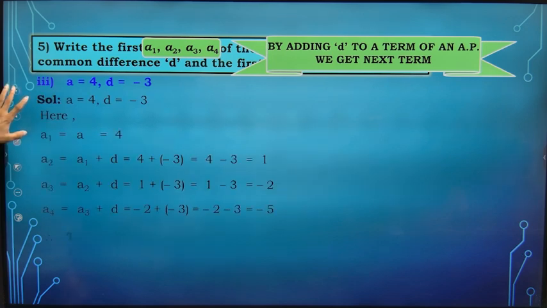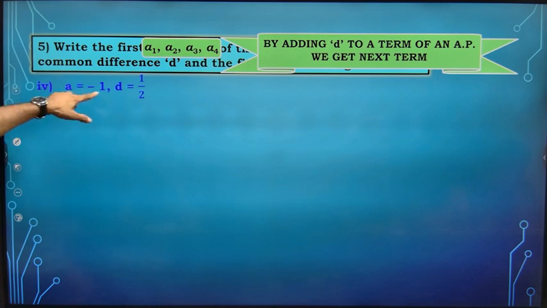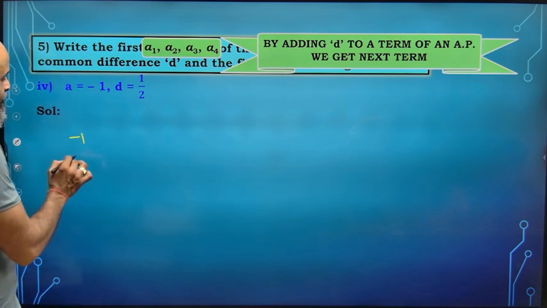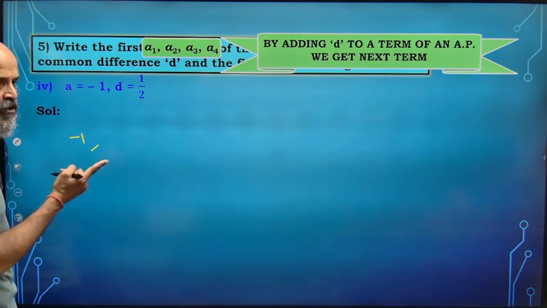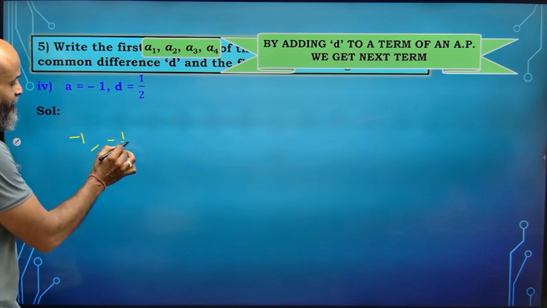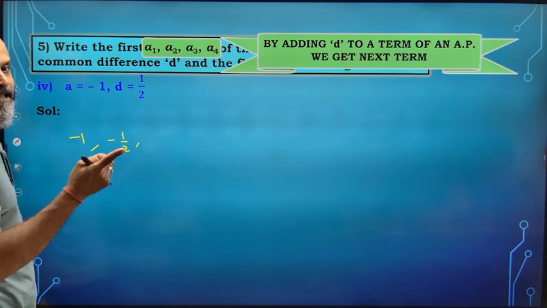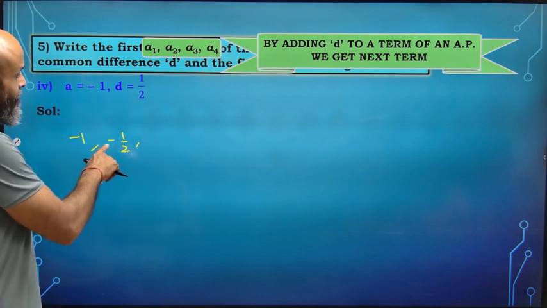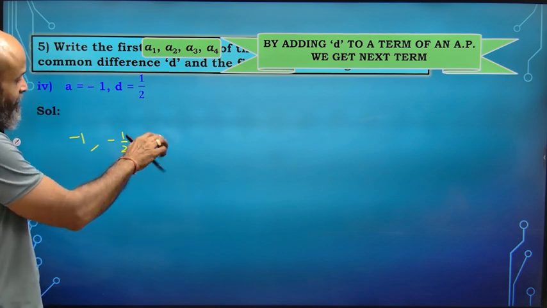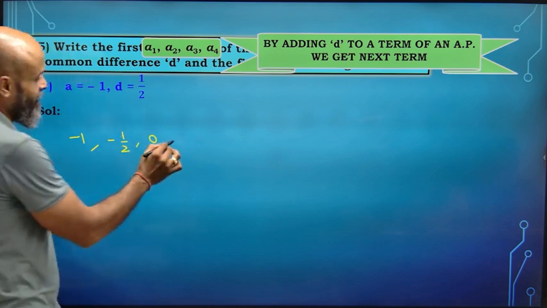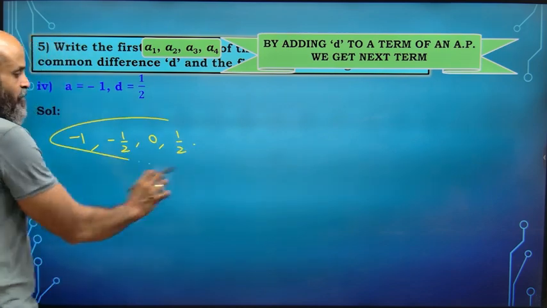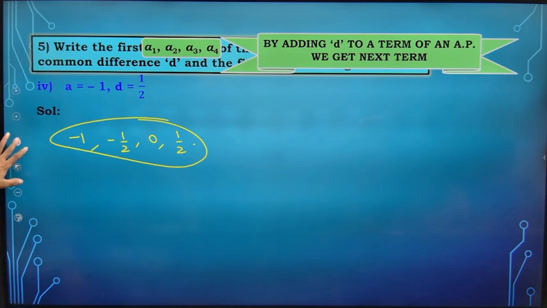So this will be minus 2, this will be minus 5. A is minus 1 and D is half. Add minus 1 to half. What will you get? Minus half. Then minus half plus half, that will be 0. 0 plus half, that will be half. So these are the first four terms.